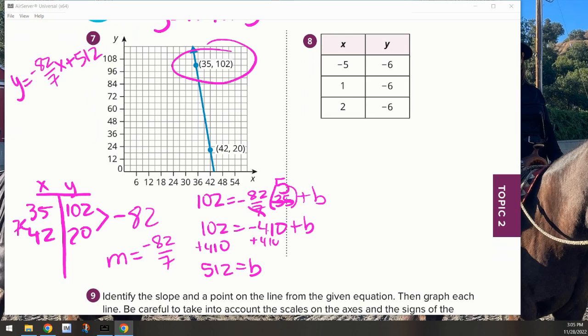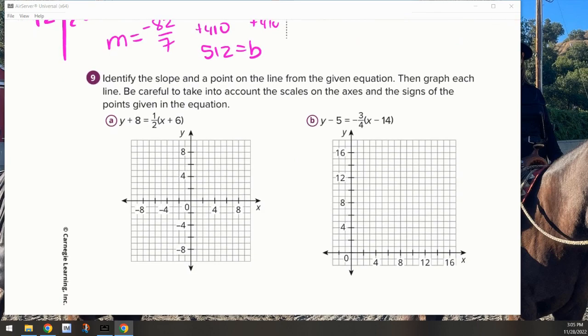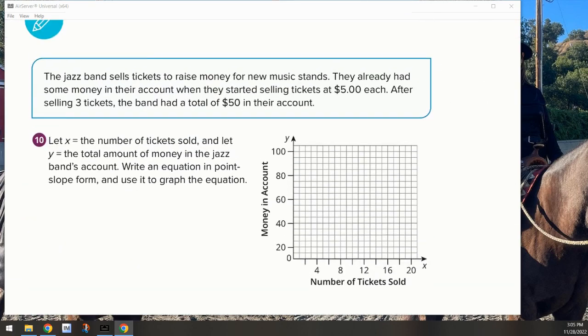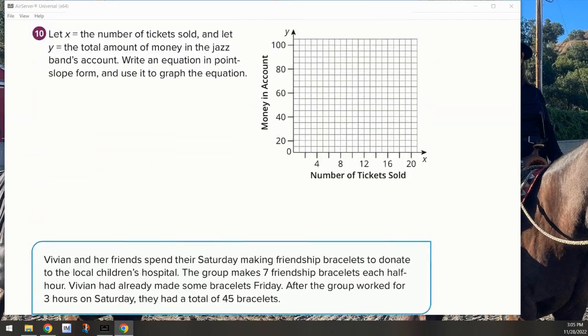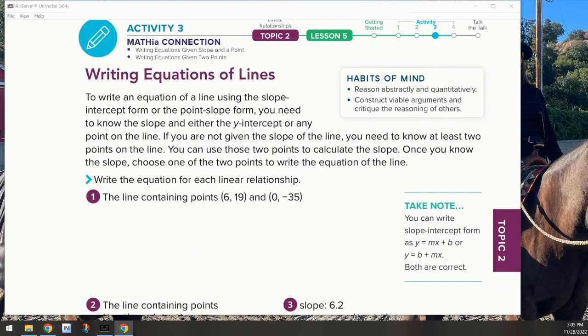So you can do it. This one, all of the y values are the same. So my equation is y equals negative 6. We're not going to talk about that. We're going to come over here. Writing equations of the line.